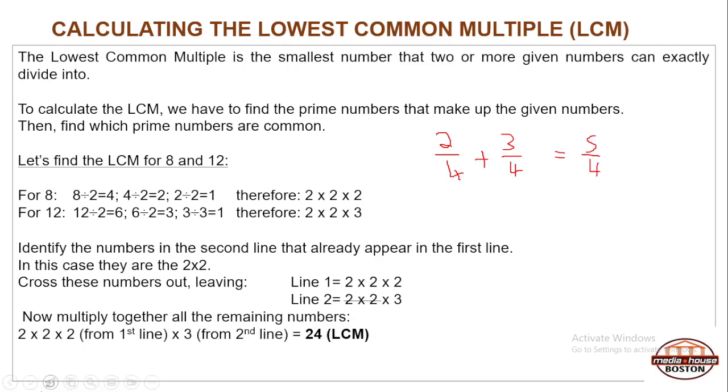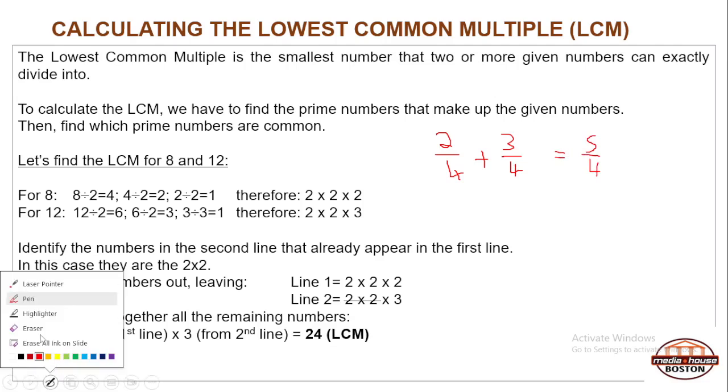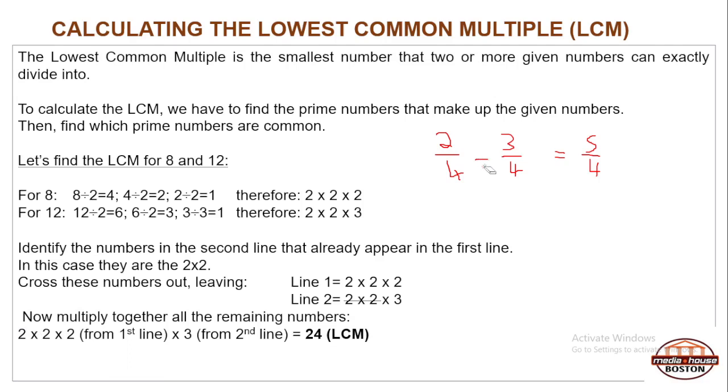And then if we are to subtract, you're just going to say 2 over 4 minus 3 over 4. Because they both share the same denominator, the rule of mathematics says that you just subtract the numerators, which is going to be 2 minus 3 over 4. And therefore you're going to have minus 1 over 4 as your final answer.